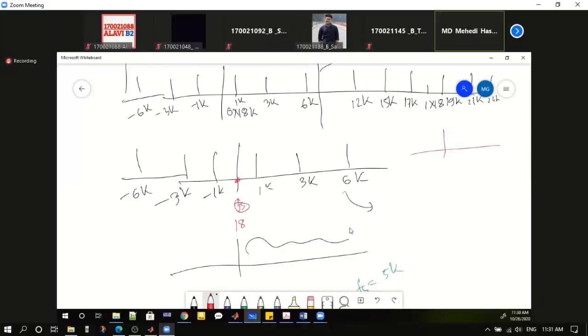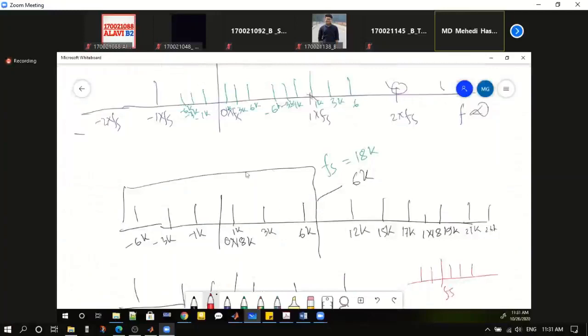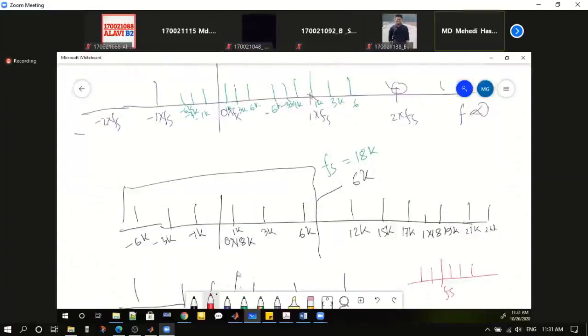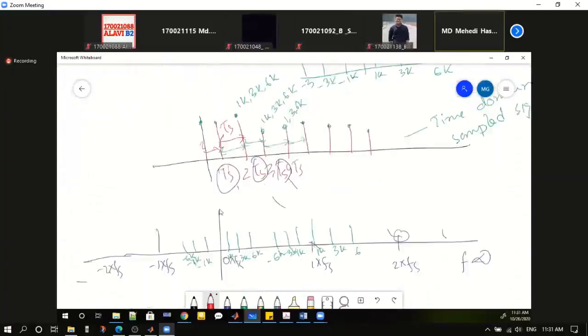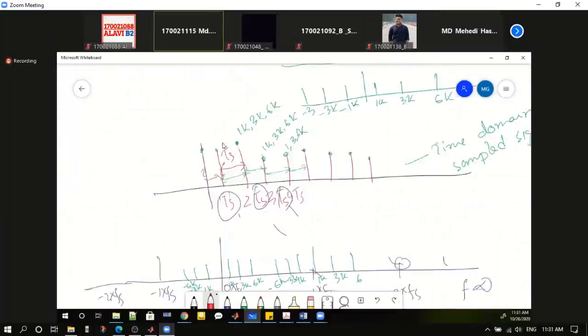Actually, the original signal will be replicated, and the original signal will be centered again around each FS. In each FS, how many frequencies do you have? In this TS, 1K, 3K, and 6K, isn't it? Yes, sir. In this TS, how many frequencies are there? 1K, 3K, and 6K, isn't it? Yes, sir.